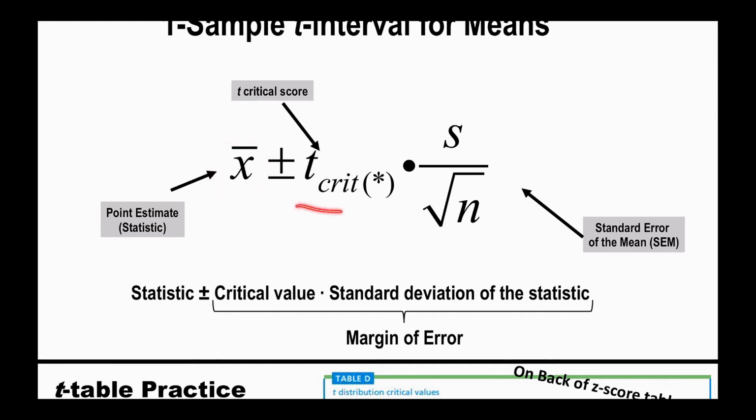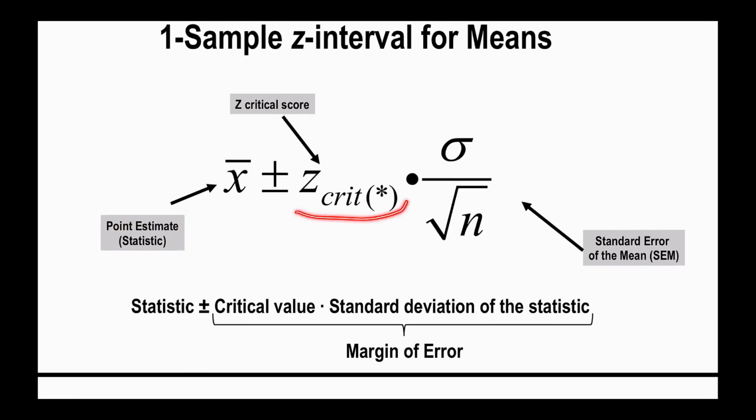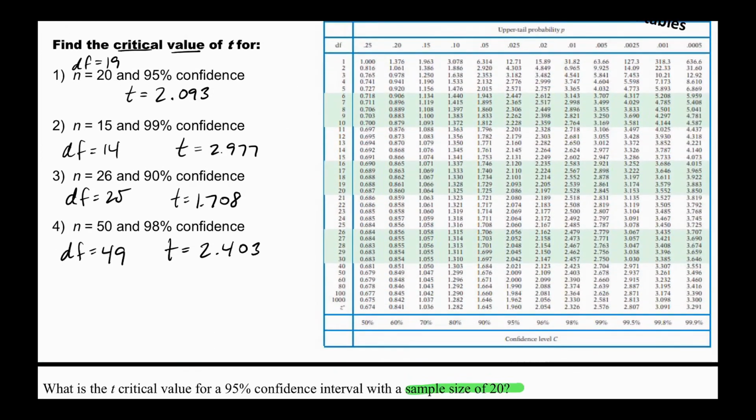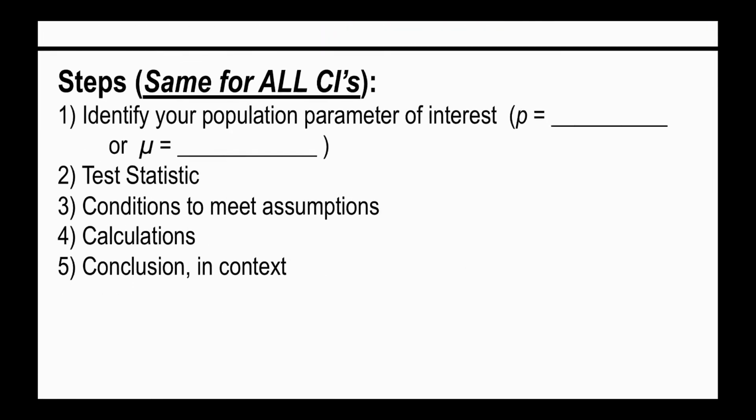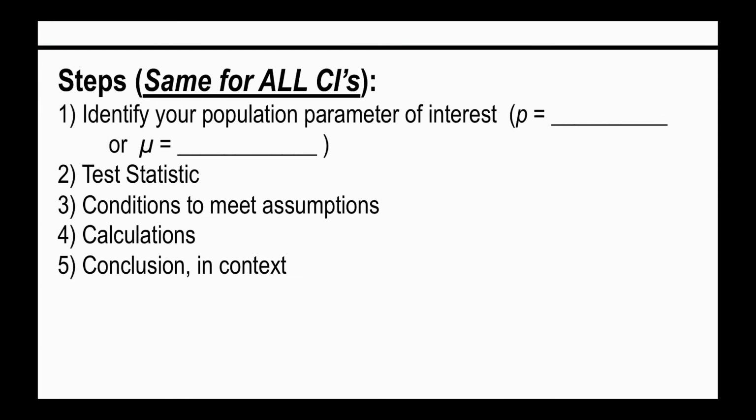You guys know how to find T critical. We just worked on that. Z critical is still the same. We look at our table. The Z critical only depends on the confidence level. So if we decide it's Z, all that matters is the confidence level. Conditions 1 and 2 are going to stay the same. Conditions number 1 and number 2 are exactly the same.